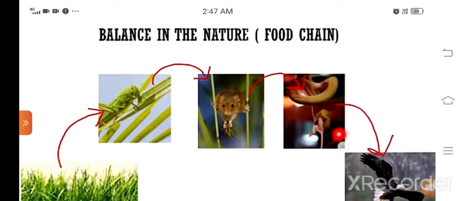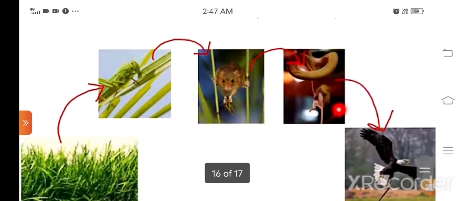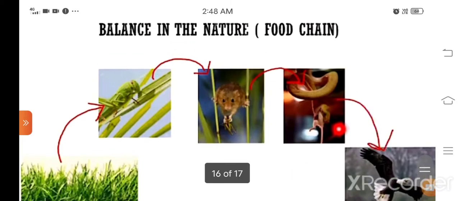If the eagle did not eat the snake, there would be so many snakes in nature. If the snake did not eat the rat, there would be so many rats in nature. If the rat did not eat the grasshopper, there would be so many grasshoppers in nature. And if the grasshopper did not eat the grass, there would be so much grass in nature. So it is very important to be eaten by one another. So this is a food chain, and like this nature keeps balance.